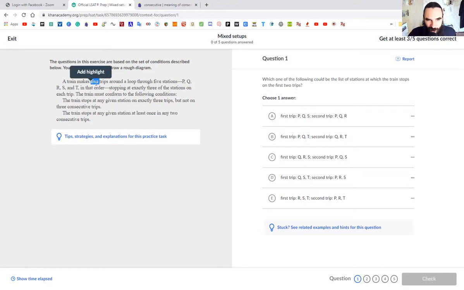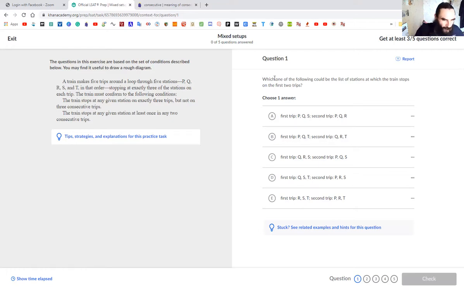But not on three consecutive trips. So three out of five, but they shouldn't be consecutive. But again, it says that it stops at any given station, the same sentence as here. At least once in any two consecutive trips. Can't figure that out. But anyway, which one of the following could be the list of stations at which the train stops on the first two trips? First trip PQS, second trip PQR. Which one of the following could be the list of stations at which the train stops on the first two trips?